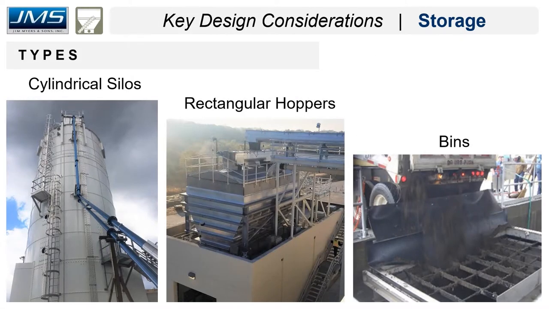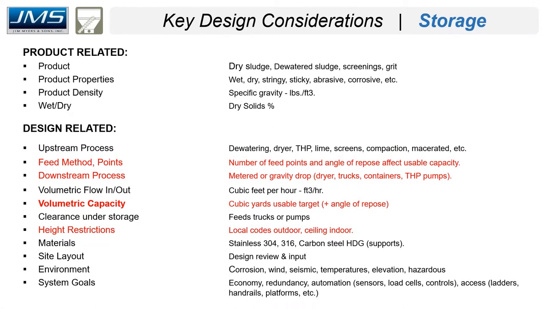Now we're getting into hopper design or silo design. For definition purposes, we're calling silos any cylindrical storage, hoppers square or rectangular storage, and bins square or rectangular but with open or retractable tops. The key design criteria for hoppers is very much the same as conveyors, but the volumetric capacity replaces volumetric flow. So we want to know what is the target usable volume in cubic yards. Also, height restrictions, feed points, and downstream process carry more of an importance in storage solutions.